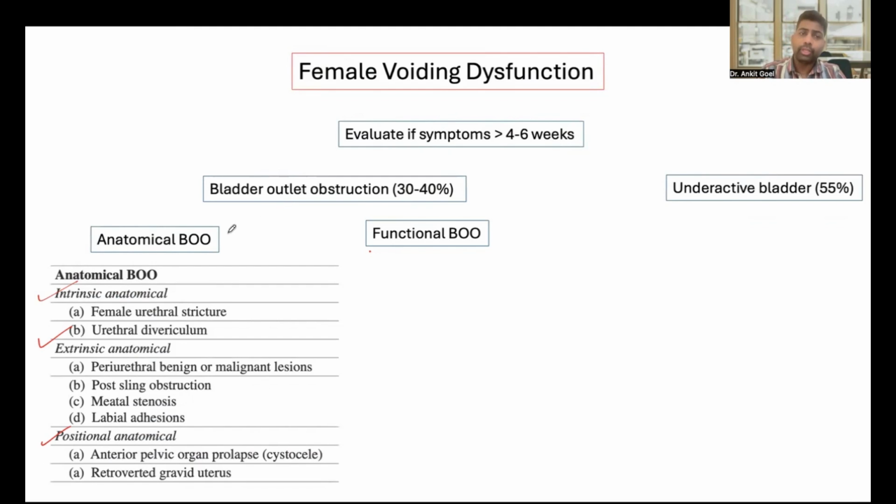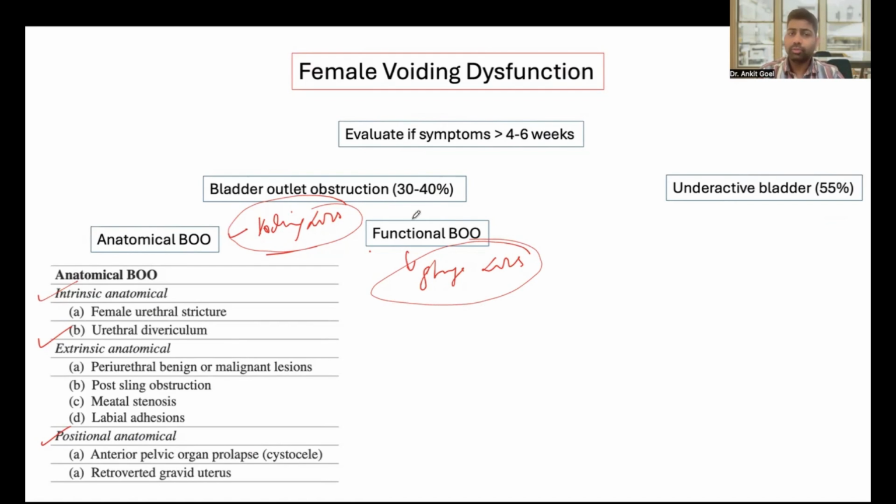Patients who have anatomical bladder outlet obstruction most likely present with predominantly voiding LUTS. Patients who have predominantly functional bladder outlet obstruction present with storage LUTS. This is just one of the ways to differentiate, but it is not always the rule. For categorically differentiating them, with predominantly voiding symptoms think more in terms of an anatomical obstruction.